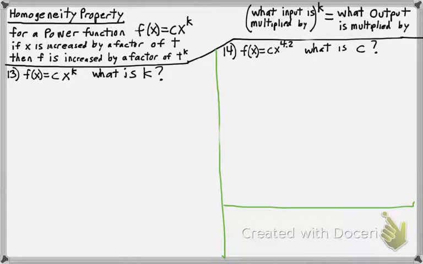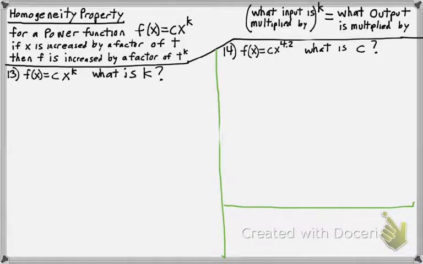13 and 14 are kind of similar problems, but also very different. 13 is looking for the value of k, 14 is looking for the value of c. Let's look at 13 first. So we're dealing with a power function. It says that suppose f of 6.6 is 6.2 times as large as f of 1.76. What is the value of k?